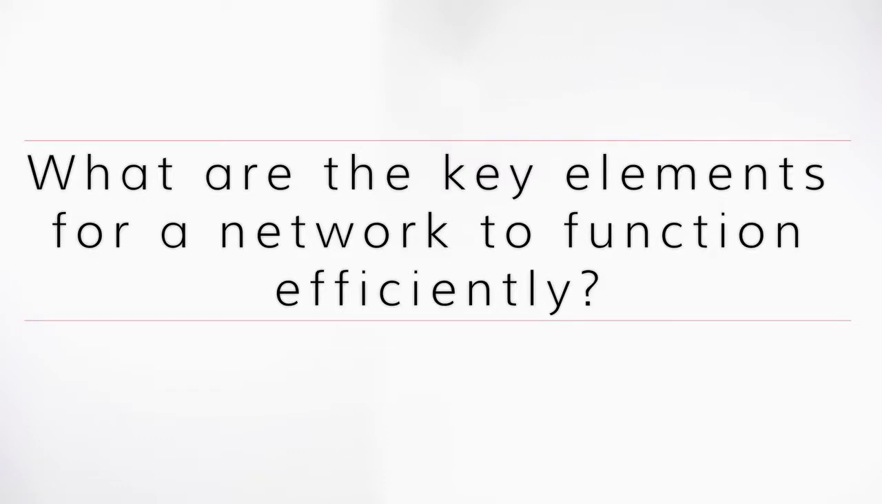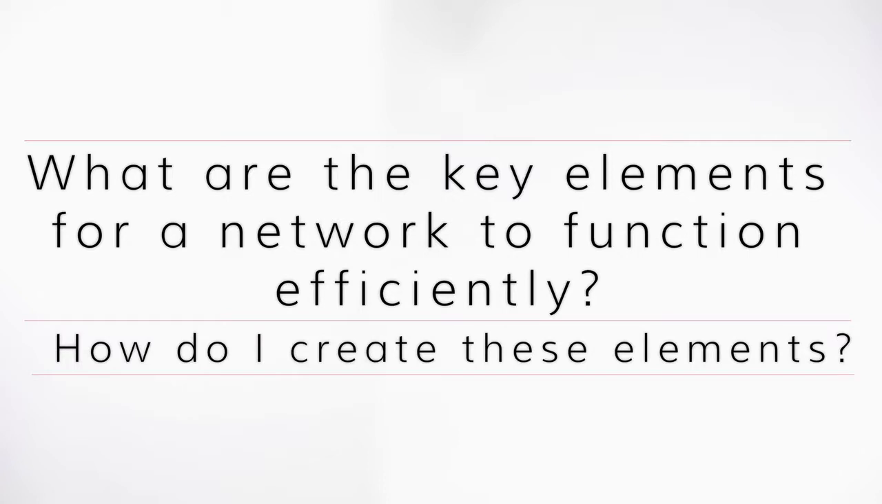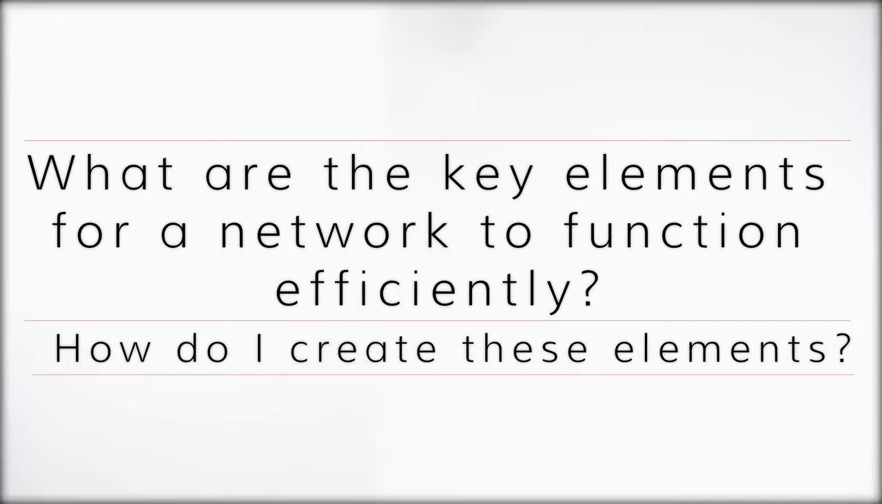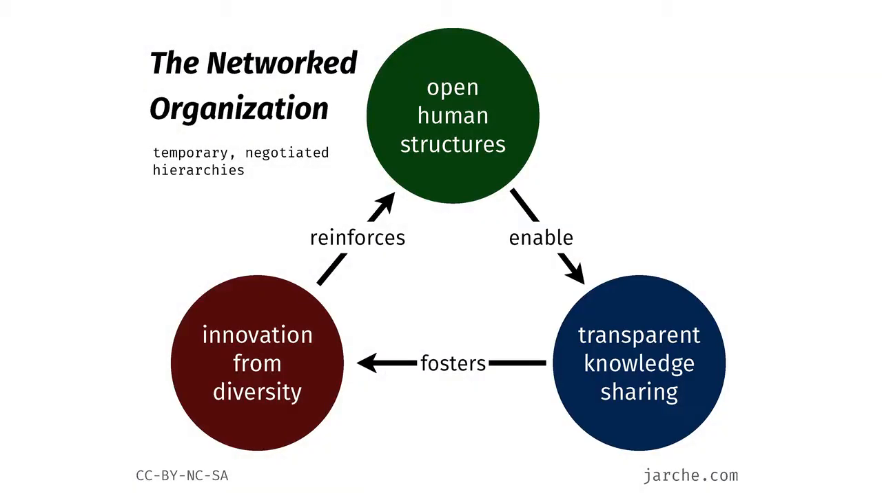So we actually know a fair bit about networks and how networks work. When we look at the key elements for a network to function efficiently, or even more so effectively, the research has shown us that a knowledge network, a network of people, has three components: openness, transparency, and diversity. The more you have all three of those, the better knowledge is going to flow.